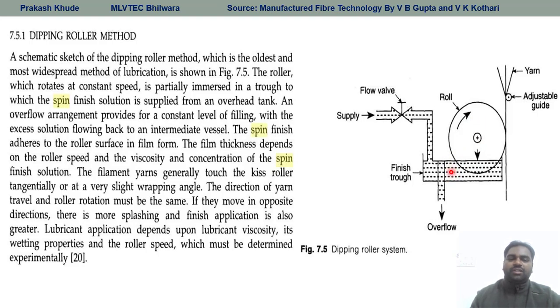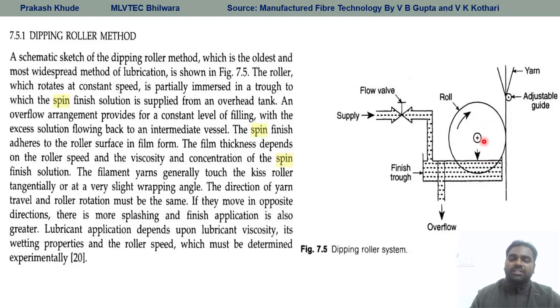The filament yarn which is coming from your spinning generally touches this kiss roll tangentially or at a slight wrapping angle, and the direction of yarn travel and the roller rotation should be the same. Care must be taken that the direction of your yarn and the direction of your roller rotation should be the same. If it moves in the opposite direction, what will happen? There will be more splashing and the finish application is also greater. So during this processing, we need to take care that the roller direction and the yarn direction should be the same.